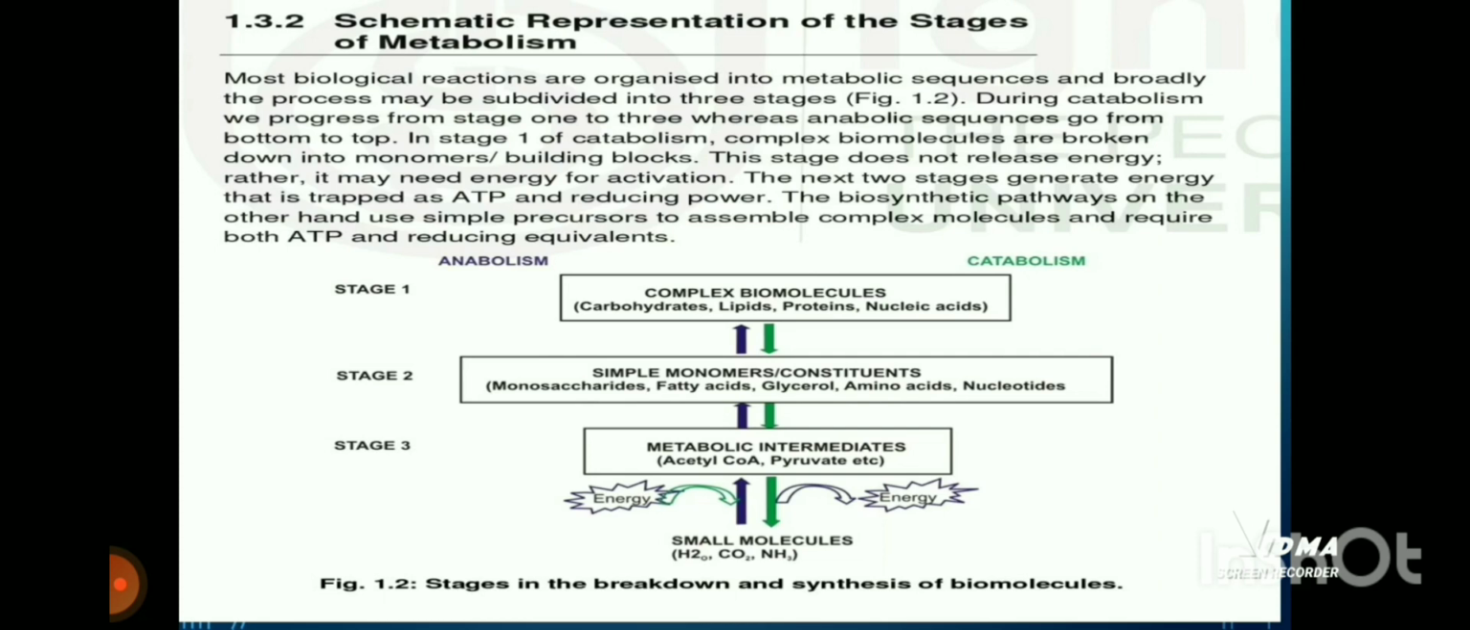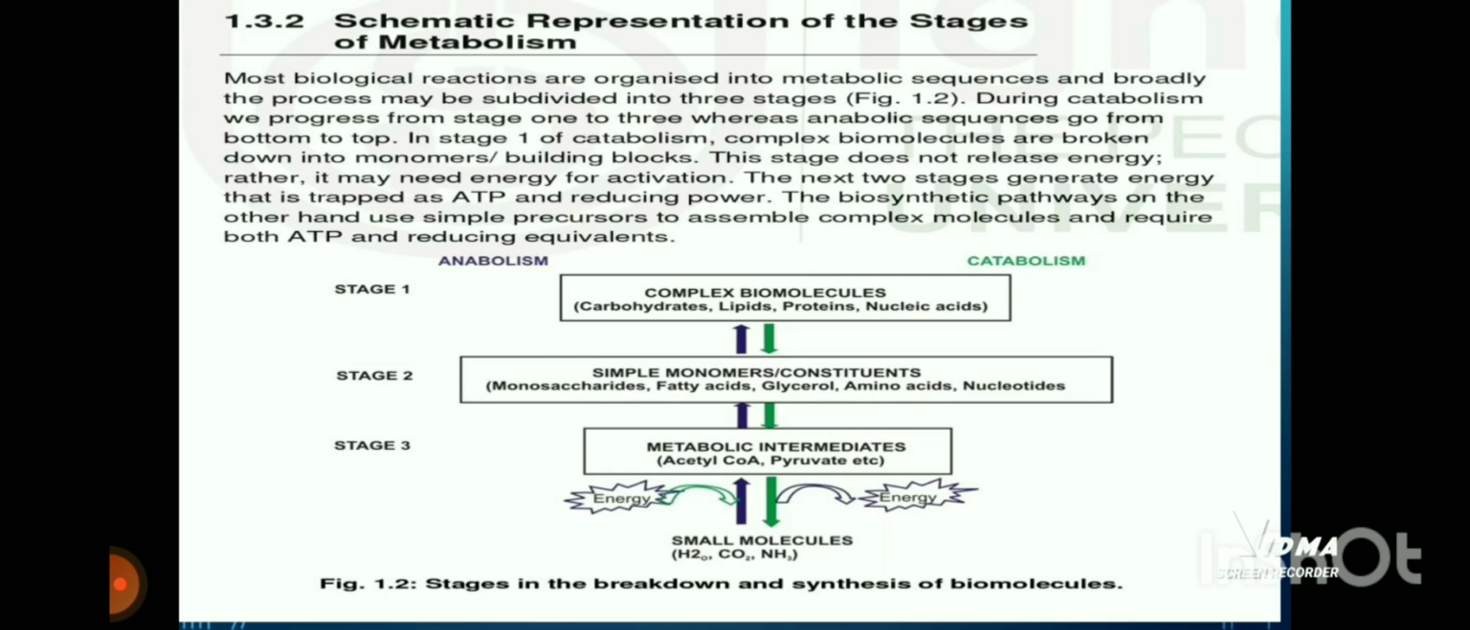Most biological reactions are organized into metabolic sequences and broadly the process may be subdivided into 3 stages, stage 1, 2 or 3. During catabolism, we progress from stage 1 to 3, whereas anabolic sequences go from bottom to top. What happens in stage 1 of catabolism? Complex molecules are broken down into monomer building blocks. This stage does not release energy.